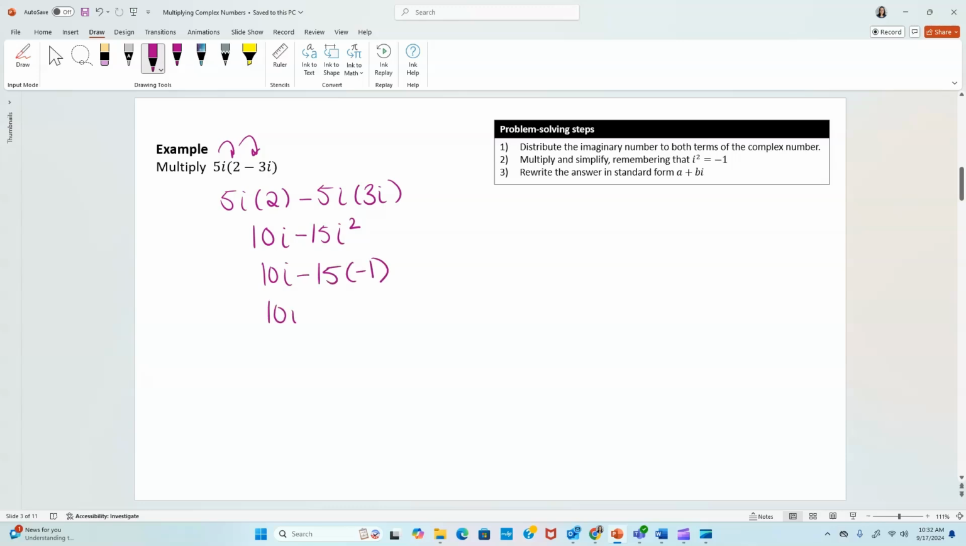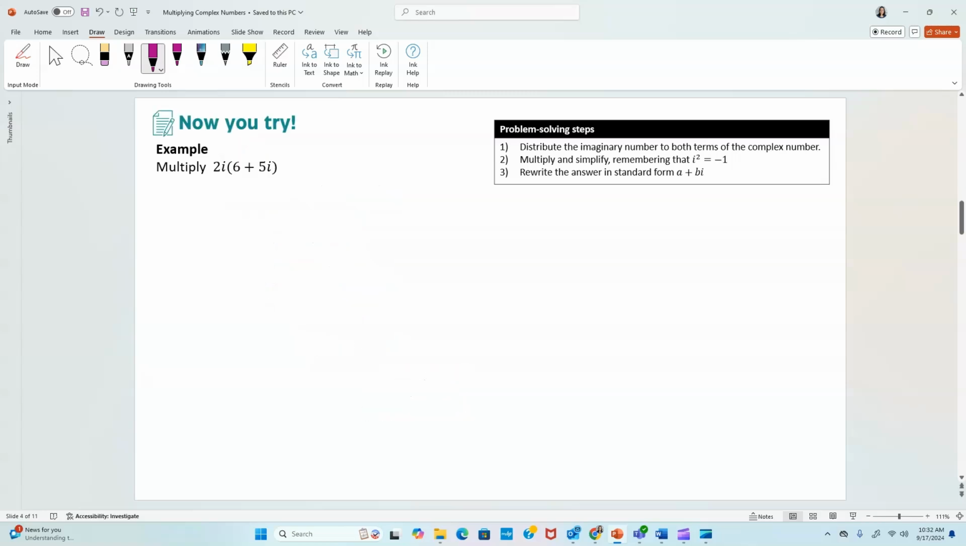And so that's going to become 10i minus -15, but that minus -15, remember, we can turn into a positive. So this is 10i plus 15, but remember, we want to rewrite it in standard form, which is a plus bi. So we're going to write it as 15 plus 10i. Now you can go ahead and pause the video and try doing this example on your own.